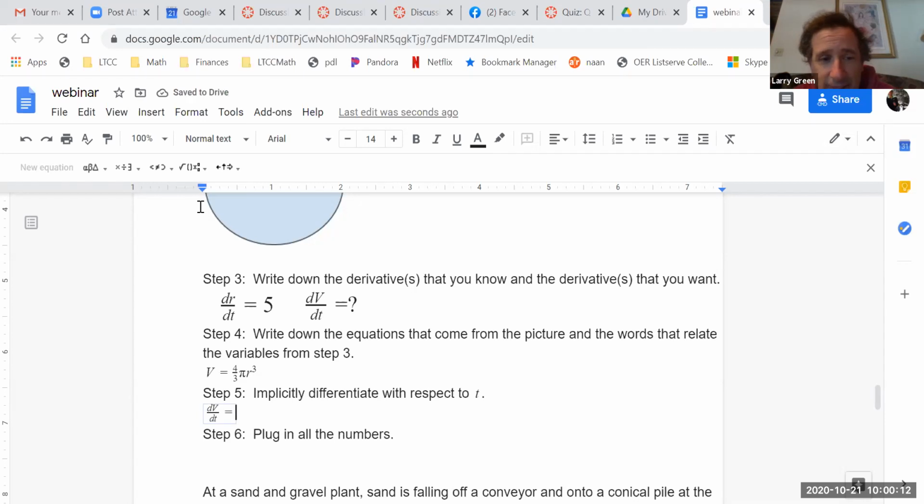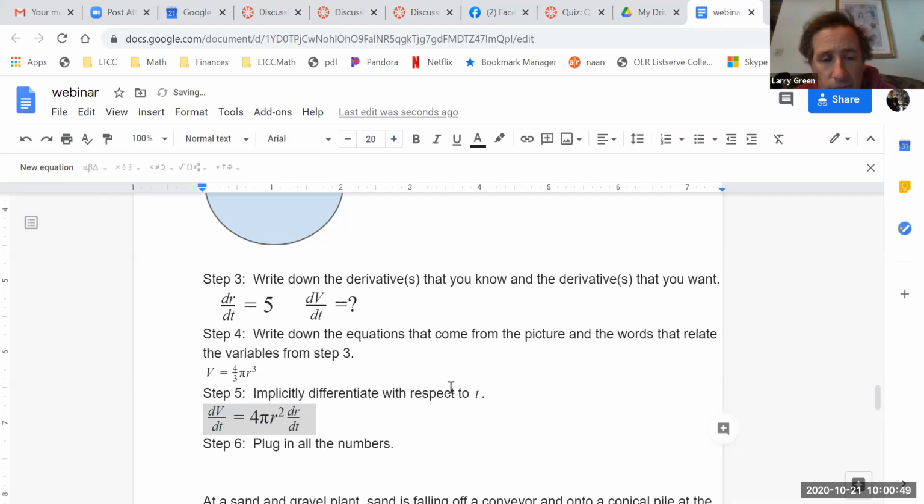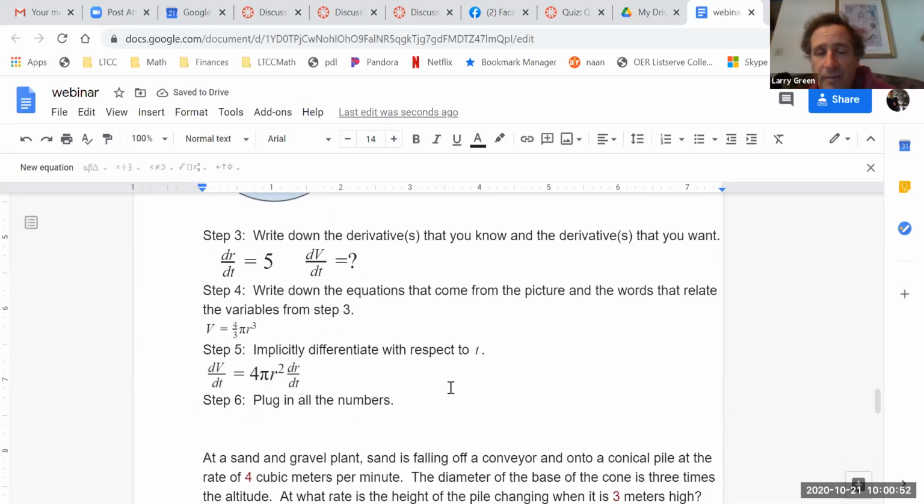And then we're going to have 4/3 pi r cubed, derivative with respect to t. Well, the derivative of r cubed is 3r squared, and the 3's cancel. And what you get is 4 times pi times r squared. And then we're implicitly differentiating with respect to t, so you've got to multiply by dr over dt. Any questions so far?